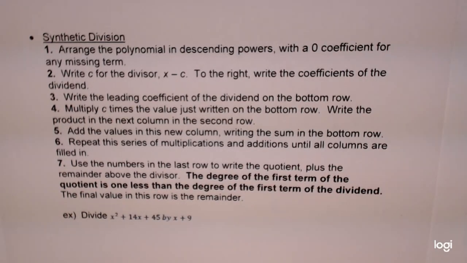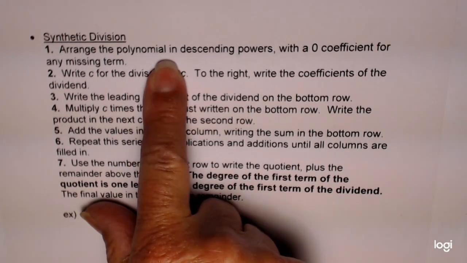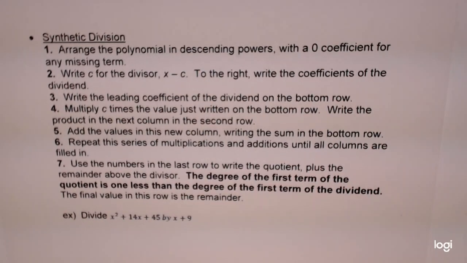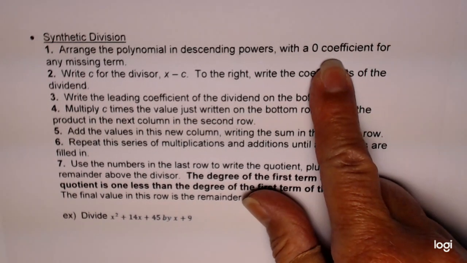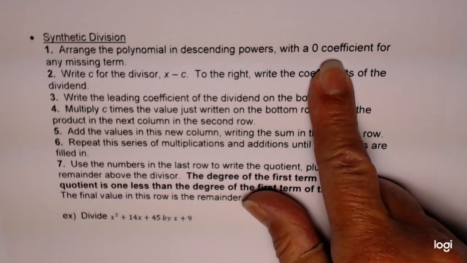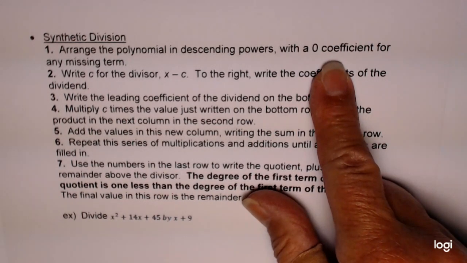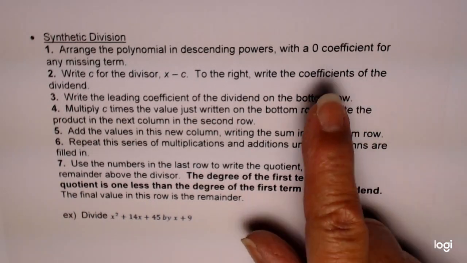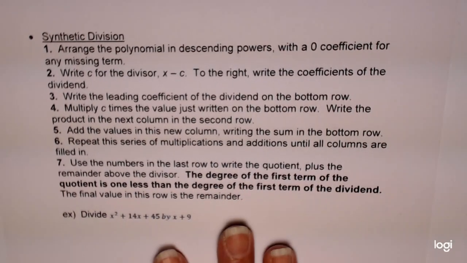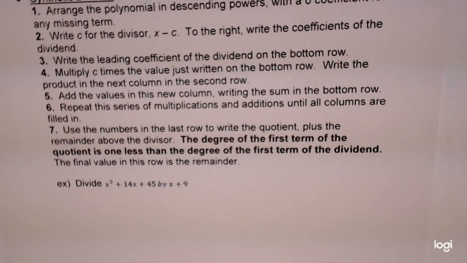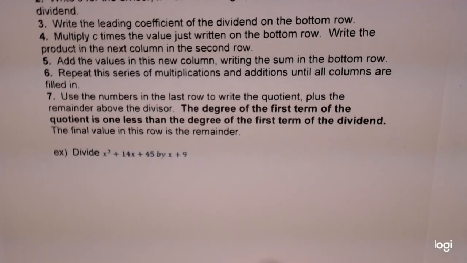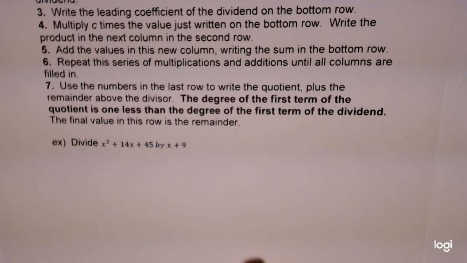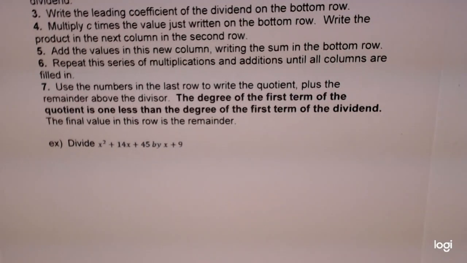The first thing is, just like before, we arrange the polynomial in descending powers, starting with the biggest exponent and then going down. I didn't mention this in the last video, but for any missing terms, so if you go from x cubed to x, that x squared is missing, you put a 0 coefficient in there. And the rest of this, let's look at it in an example. I think that it'll make more sense. Same example as the long division in the other video that we did.